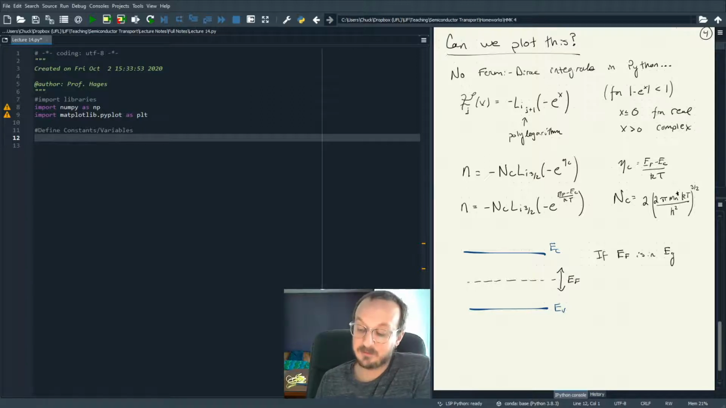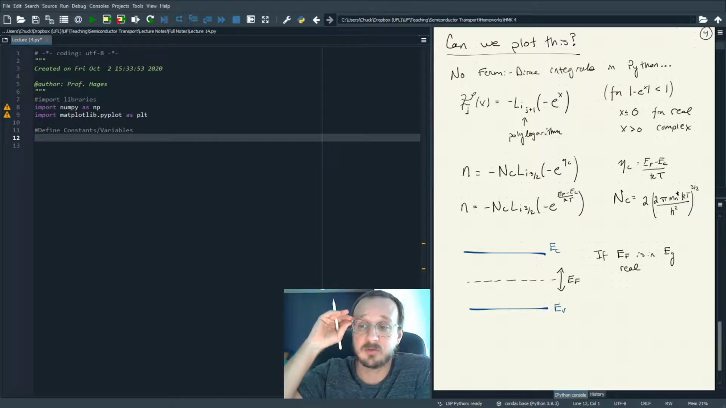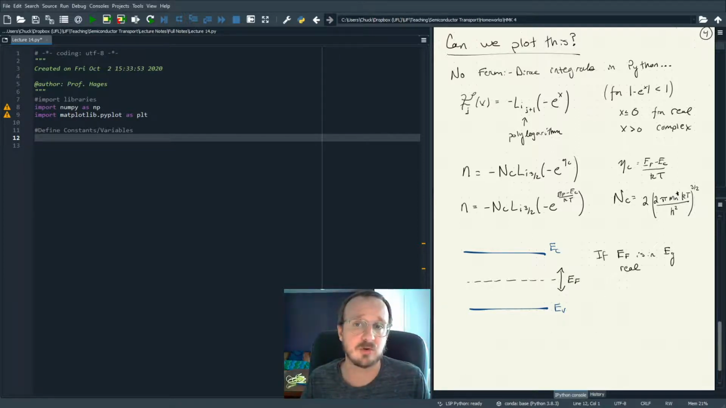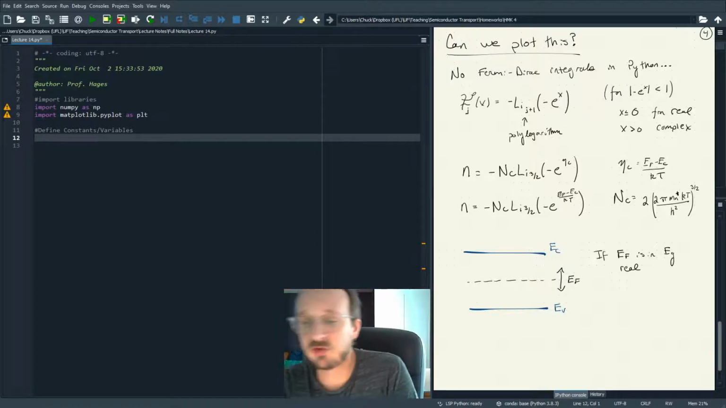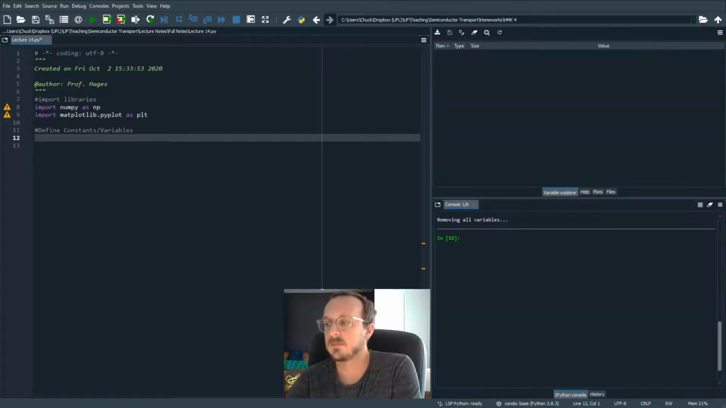So this is for the Fermi level within the band gap. You get a real solution. You can also evaluate the real part of the polylogarithm when the Fermi level is above the conduction band. This is a really degenerate semiconductor. If you have a lot of electrons, you can look at the real part of this solution, but know that it's complex once the Fermi level goes above the conduction band, or an arbitrary level you're looking to solve for. Okay, so let's take a look at how these solutions can be plotted in Python.